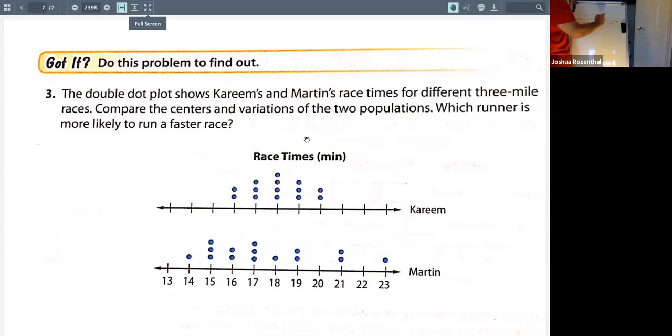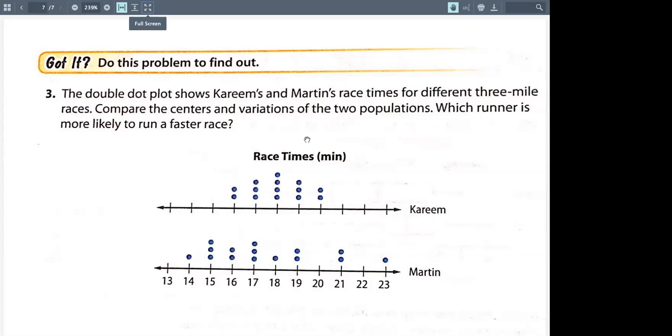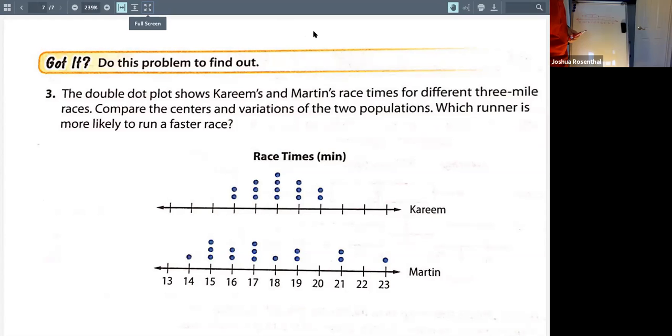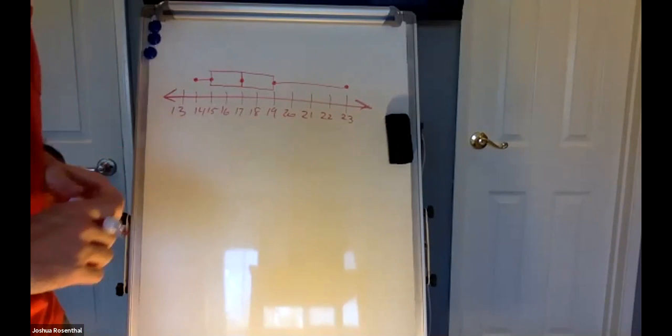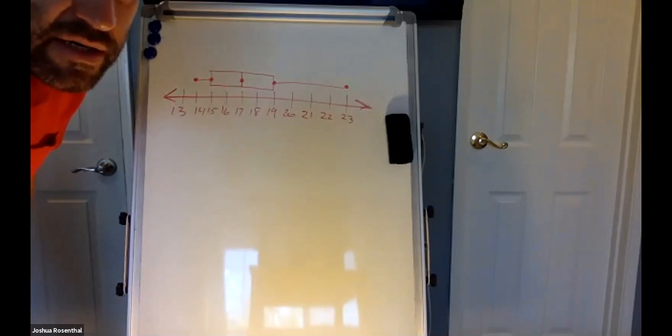I got Martin's box and whisker plot. You guys still there? Yeah. Yellow. Yes. No. I'm going to unshare for a second just so you guys can get a better look at my box and whisker for Martin.